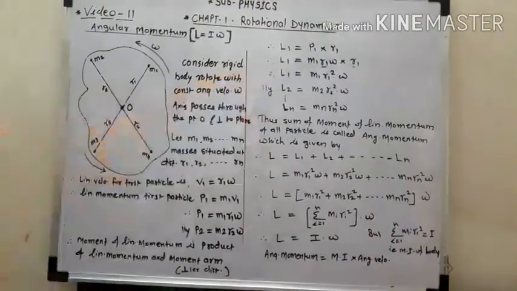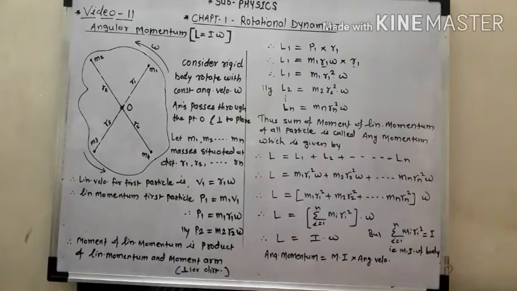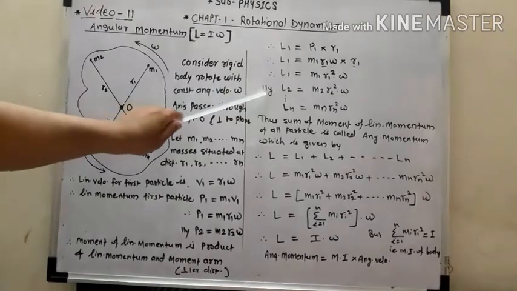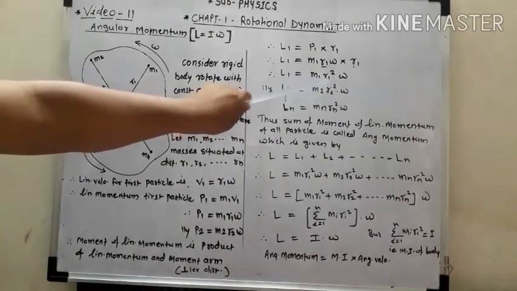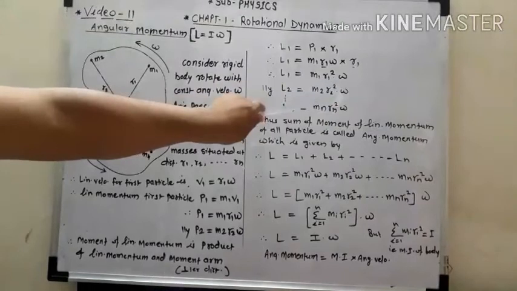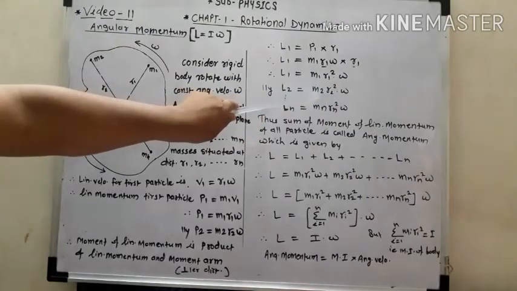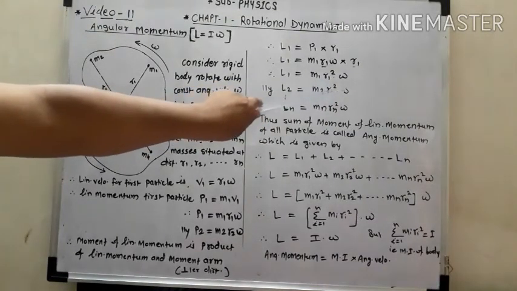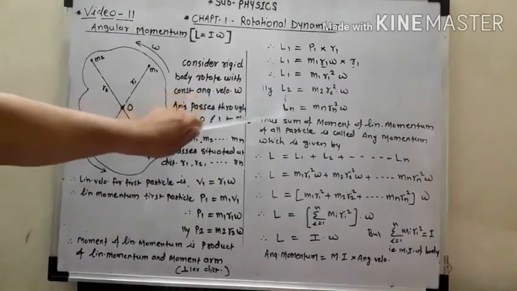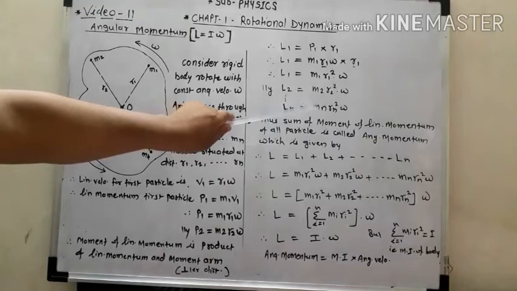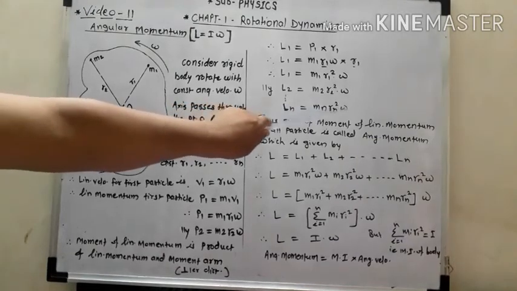Similarly, we can find the moment of linear momentum for the second particle, and we can directly write L2 is equal to M2 R2 square omega. This is the second particle, therefore M2 R2 square and omega. Likewise, we can also find Ln. Ln is nothing but Mn Rn square omega.